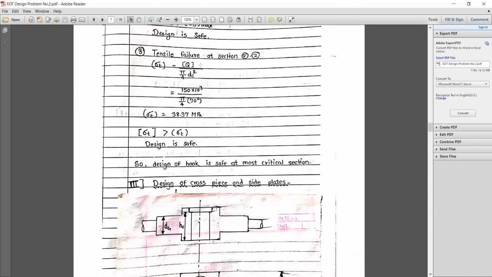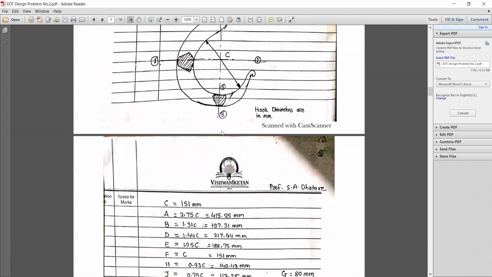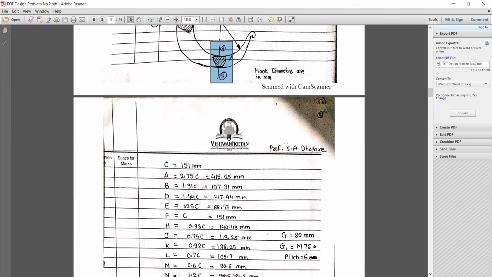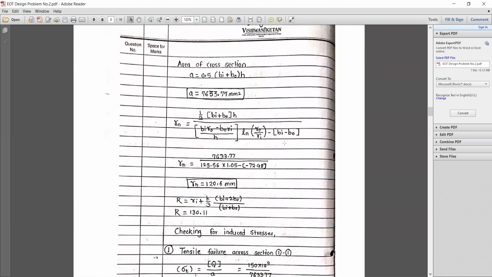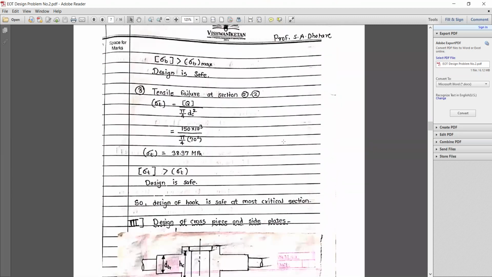Now tensile failure of section 3-3, again you can modify this value. Okay, we are considering this cross section now. This is a very important cross section. In this cross section it is directly tensile load, because it is in direct contact with the load. So that's why we are considering a direct tensile load over there. So sigma t is equal to Q by pi by 4 dc square.